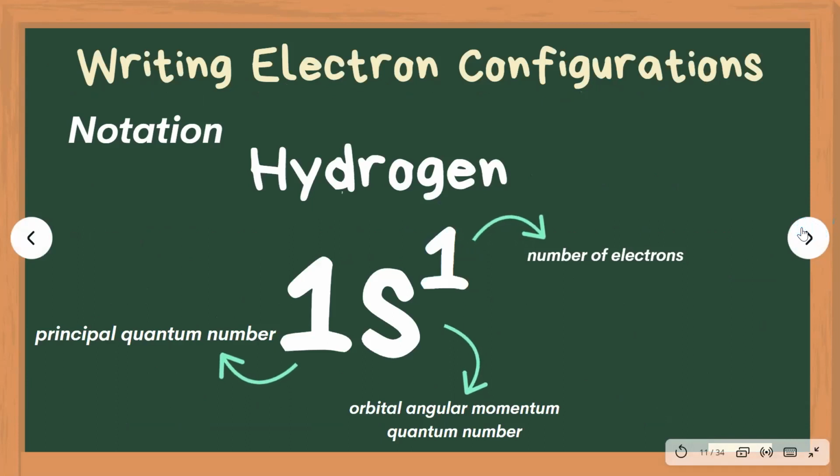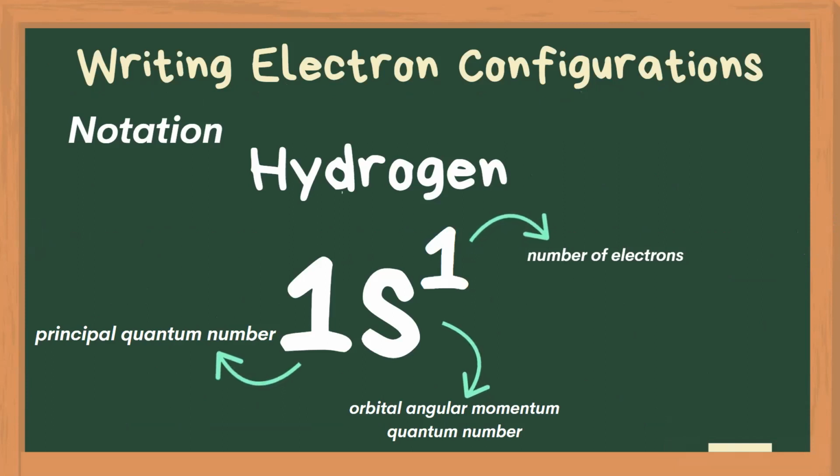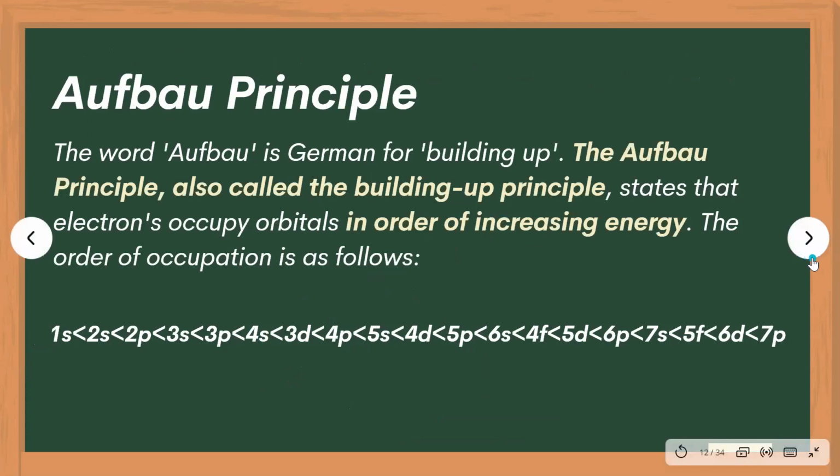So this is an example wherein we can see the principal quantum number, the orbital angular momentum quantum number, or as we know it, the azimuthal quantum number, and the number of electrons. So what principle do we follow in writing electronic configurations? First is the Aufbau principle.